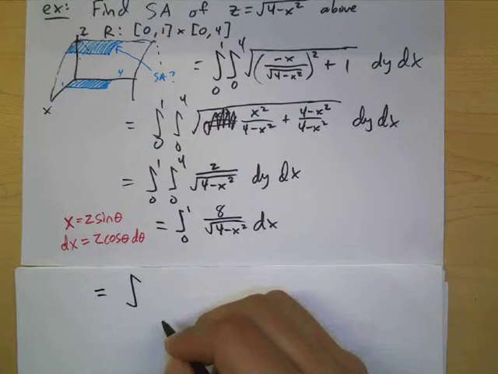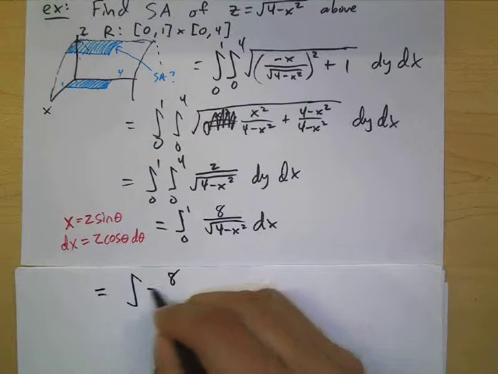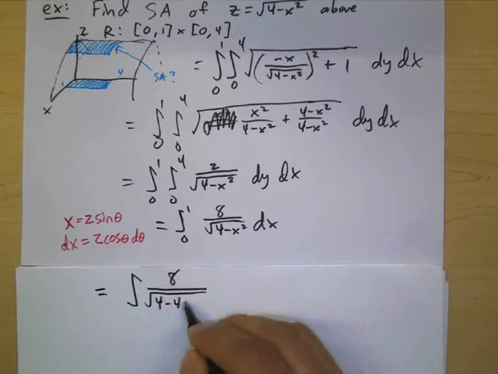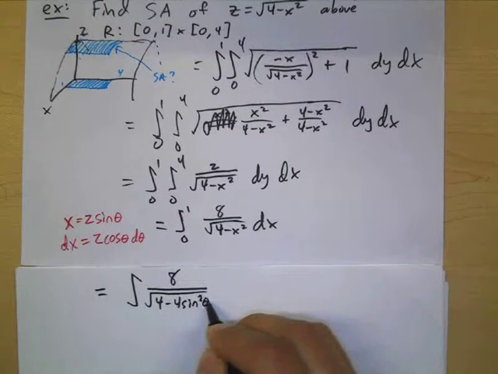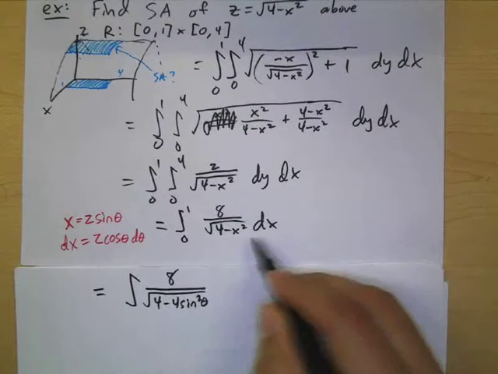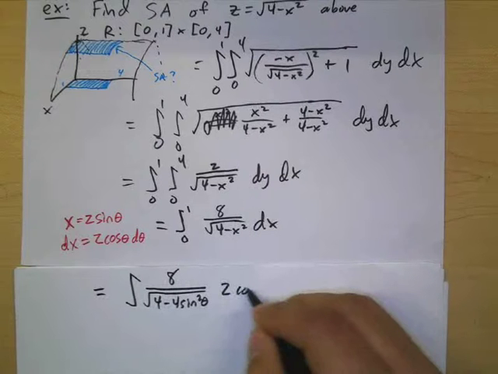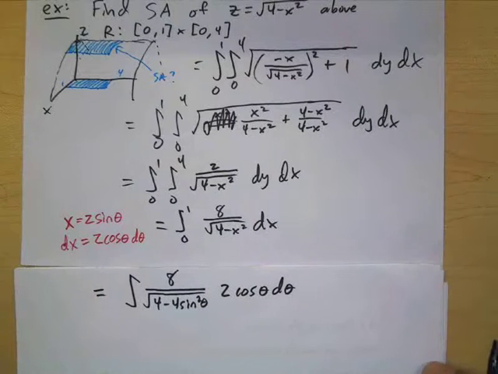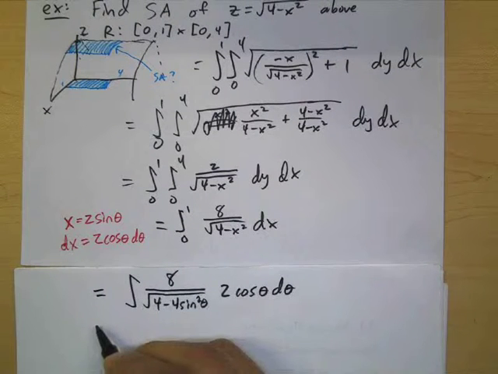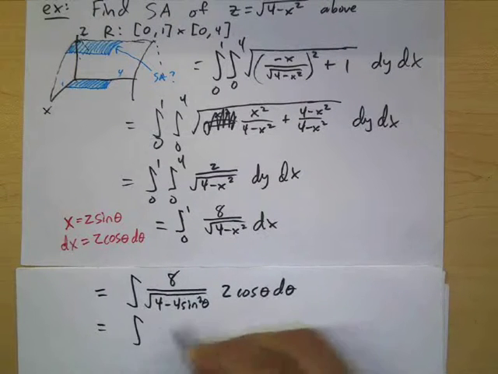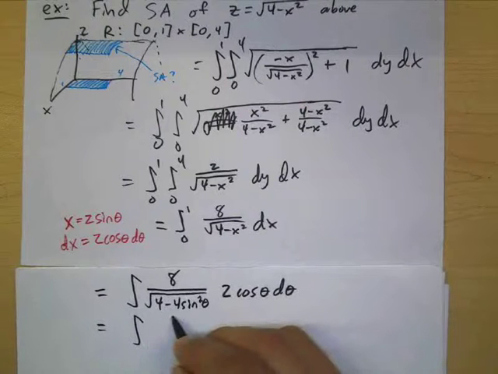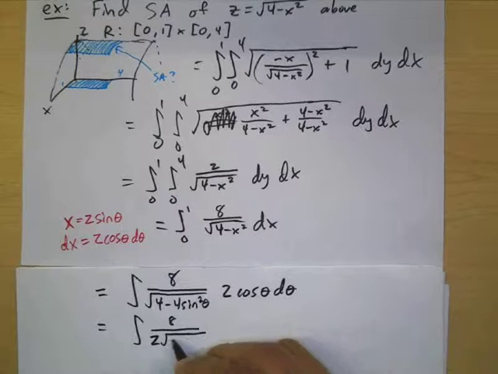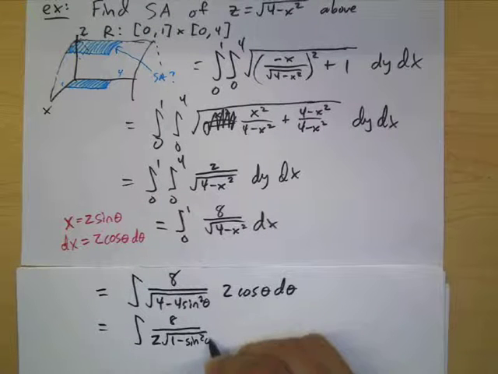Okay, so if I rewrite the new integral, I'll worry about the bounds in a minute here. We have 8 over the square root of 4 minus 4 sine squared theta, and then dx is 2 cosine theta d theta. That's good. Then you take out the 4. Yep. So that's 8 over 2 times the square root of 1 minus sine squared theta.